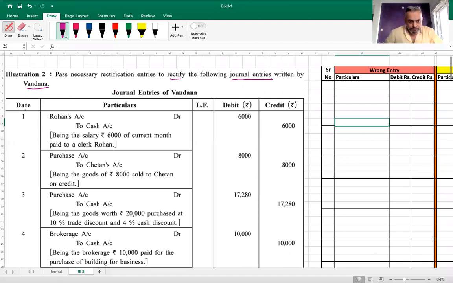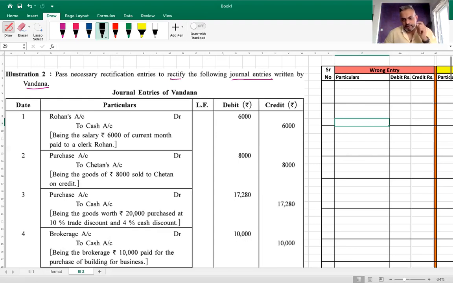Now, journal entries of Vandana, first one. Rohan account debit. Now, you have to read the entry and the narration and then check whether the entry is proper or not. If it is not proper, then we have to pass the rectifying entry. So, if there is an error, we have to rectify the error. Rohan account debit 6,000 to cash account 6,000.